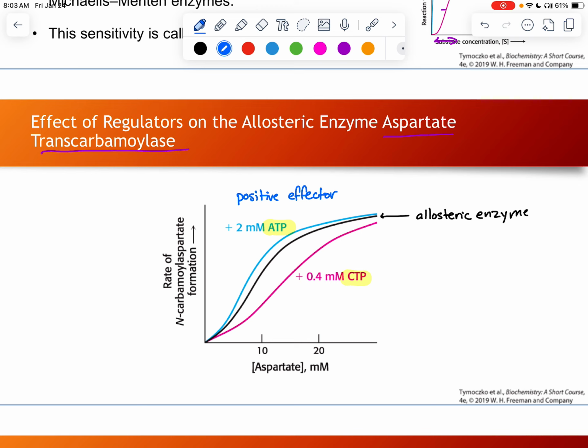So when we add ATP, it is somehow going to bond to our enzyme and cause a conformation change, a shape change that makes it easier for this enzyme to bond to the substrate to facilitate that formation of the product when that substrate bonds. On the other hand, we see over here in pink that it takes a lot more substrate to get the same velocity, right? This is a negative effector. It's slowing it down.